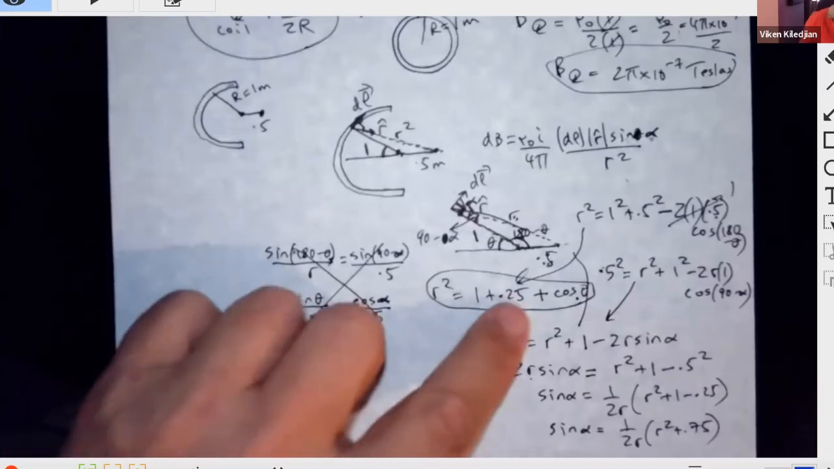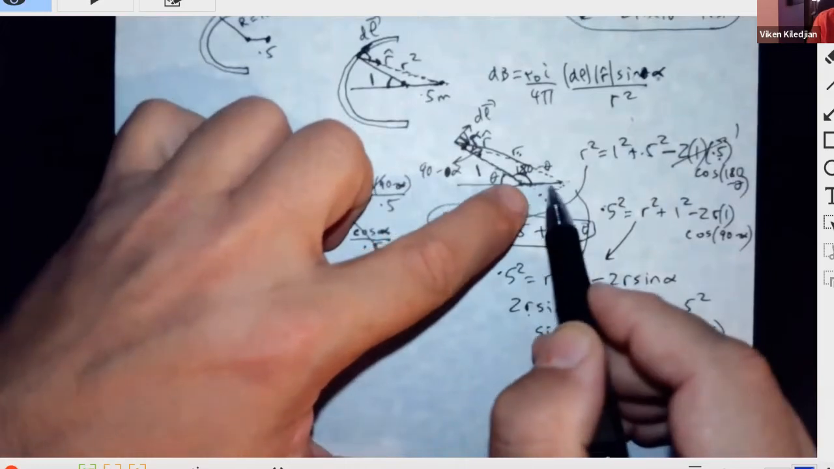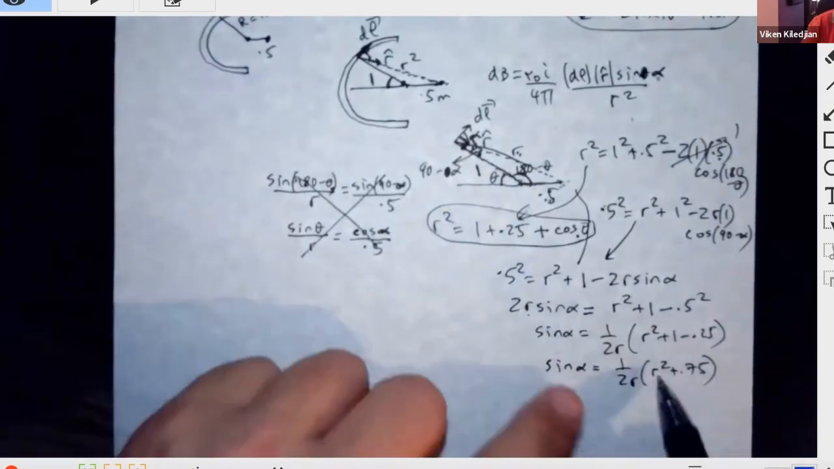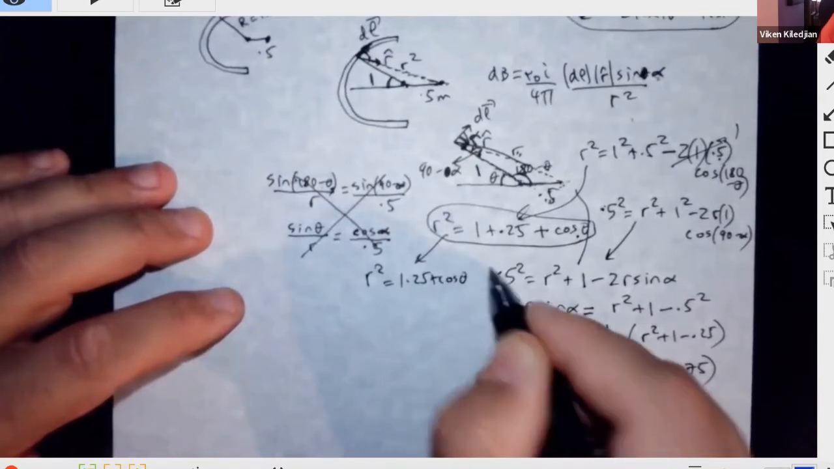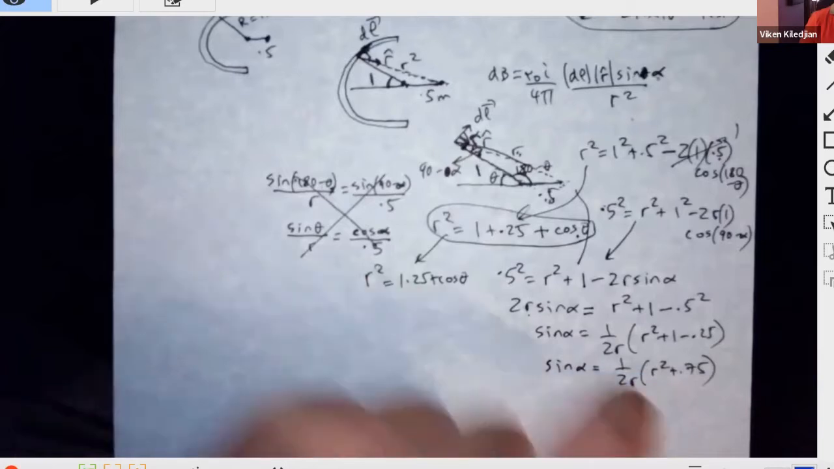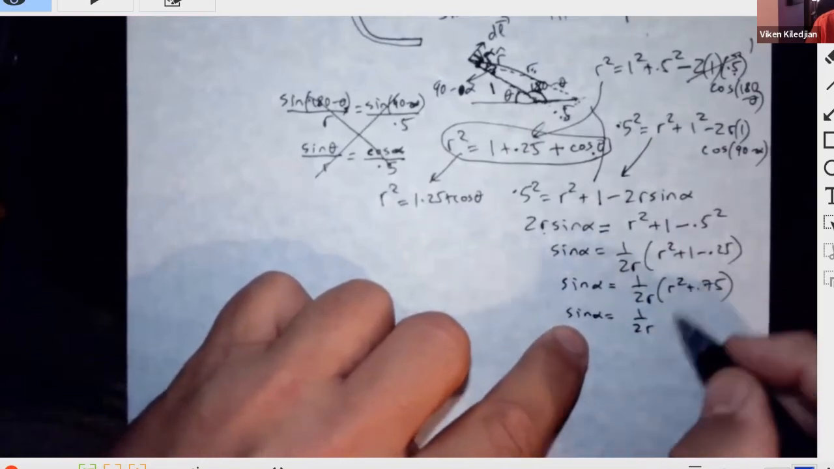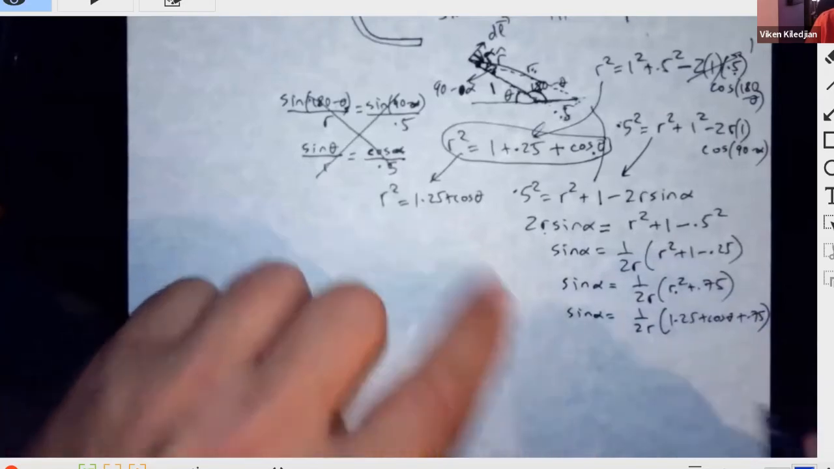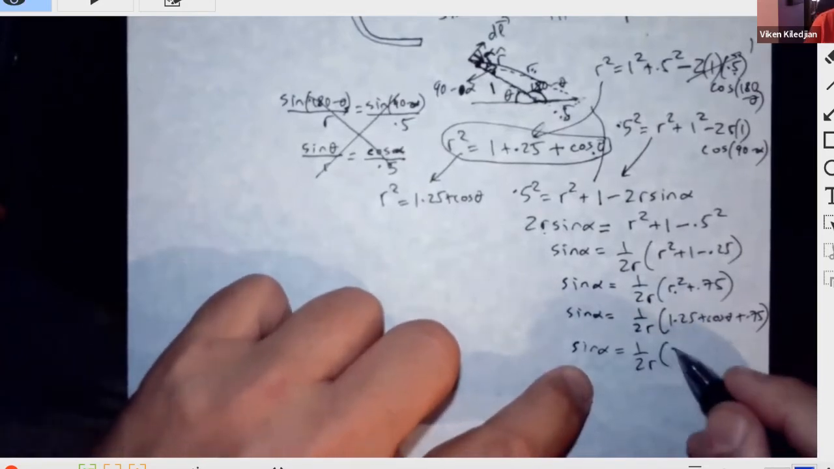Right? But then here we have an expression for R squared also. So it's almost like you're applying the law of cosines twice. One making this the C, and then one making this the C. Okay. And let's see here. Then we have R squared. From here we have R squared is 1.25 plus cosine theta, right? And can we substitute that there? Sine of alpha is 1 over 2R, then R squared is going to be 1.25 plus cosine theta plus 0.75. So sine of alpha is 1 over 2R times 2 plus cosine theta.